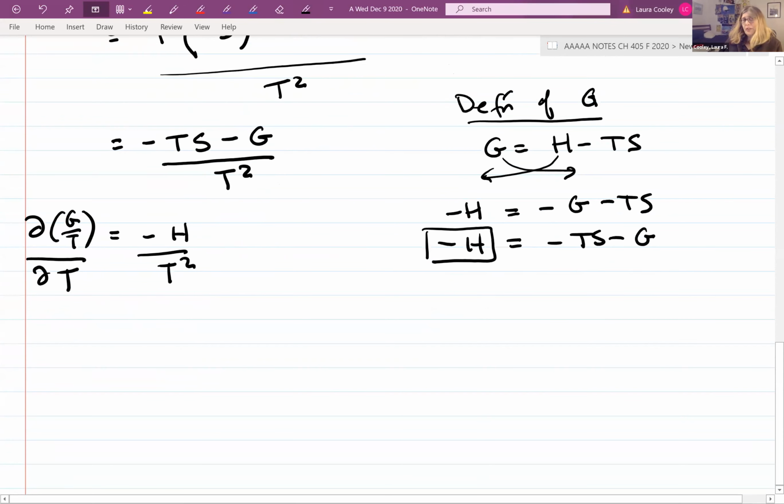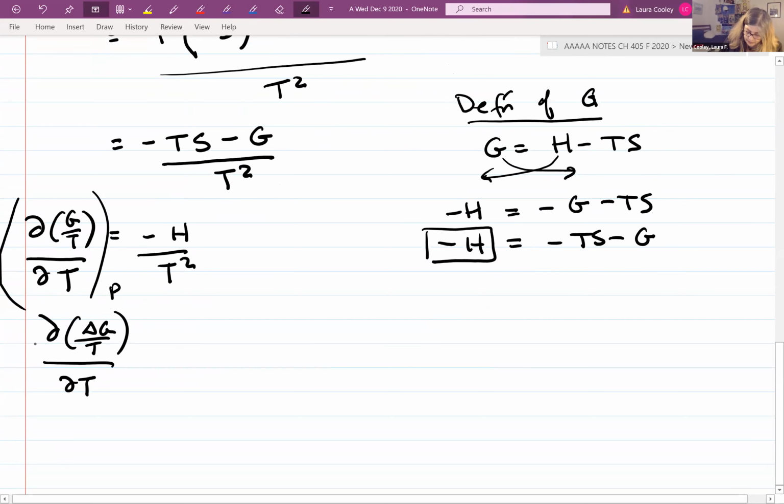Now, I don't want the derivative of just the Gibbs free energy of some state, G over T with respect to T. I want the derivative of the reactants and the products, and I want the difference. I want d(delta G over T)/dT at constant pressure. And so how do I do that?